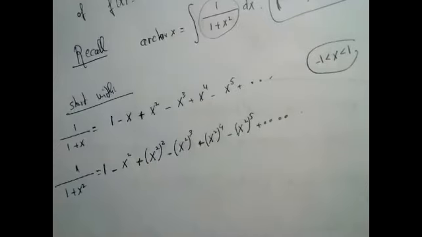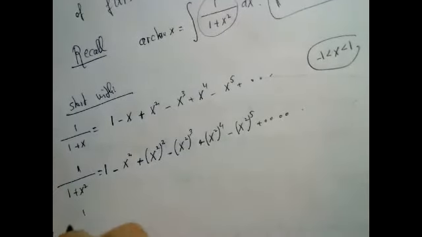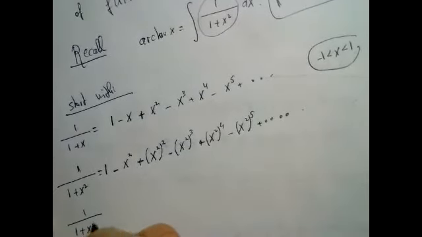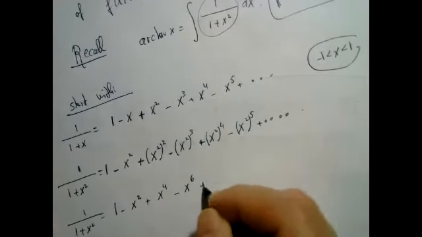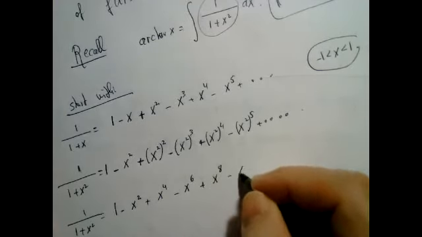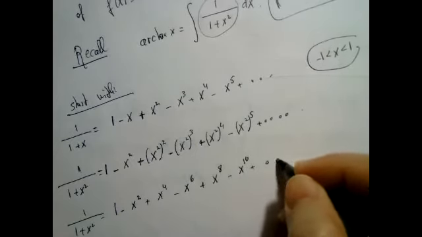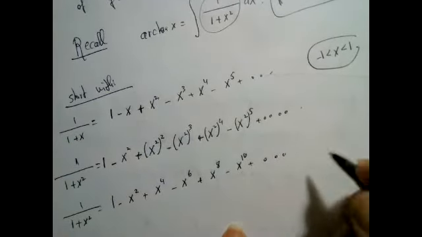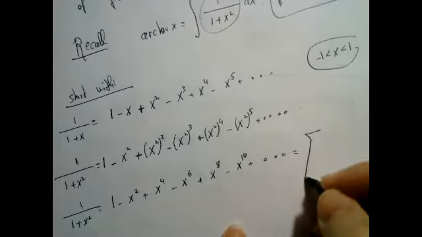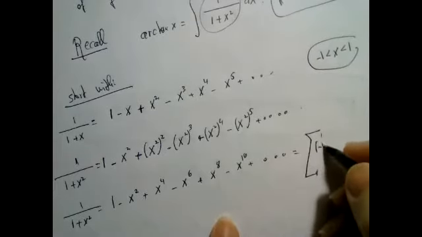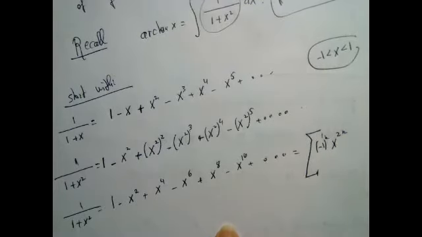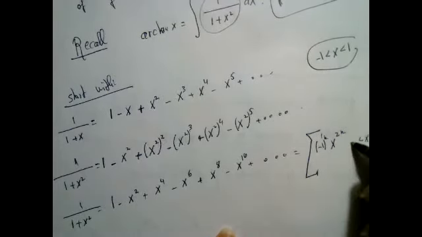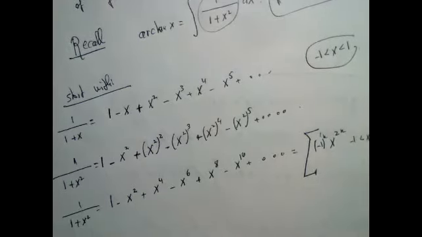Okay. So it means this is equal to 1 minus x squared plus x to the 4 minus x to the 6, plus x to the 8, x to the 10, etc. If I want to write it in sigma notation, which is not really hard, it's (-1) to the n, x to the 2n. That's really it in sigma notation. And this works for x between -1 and 1.